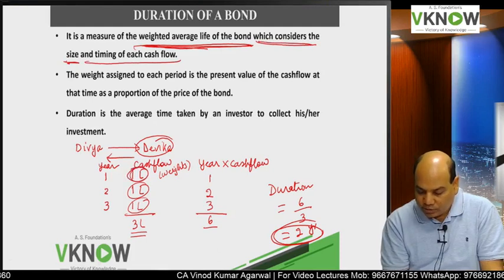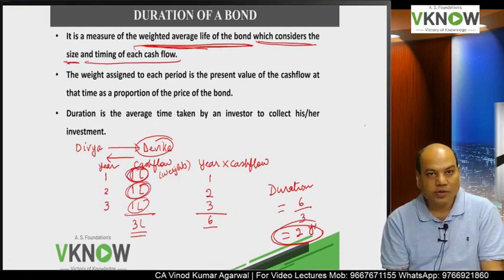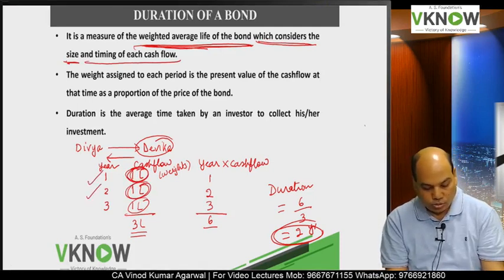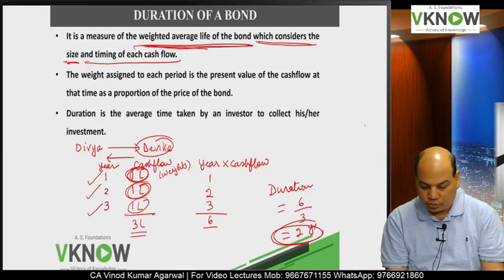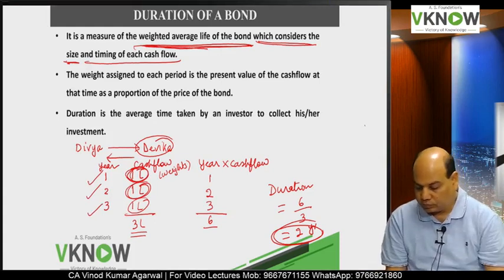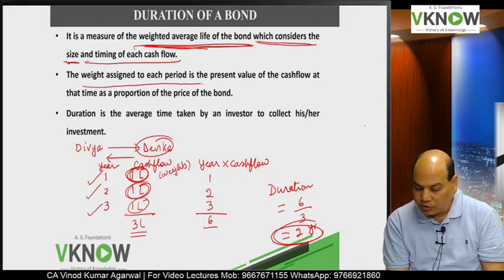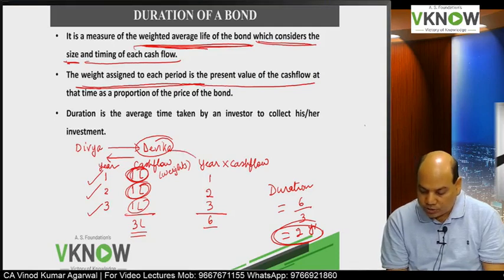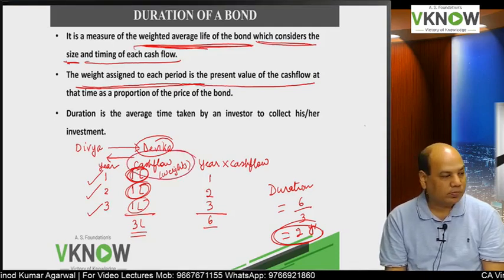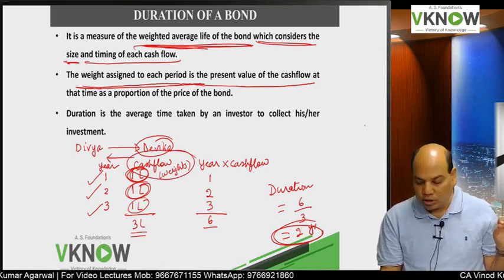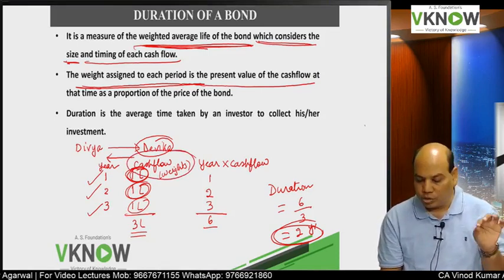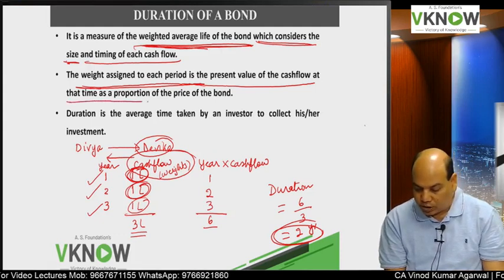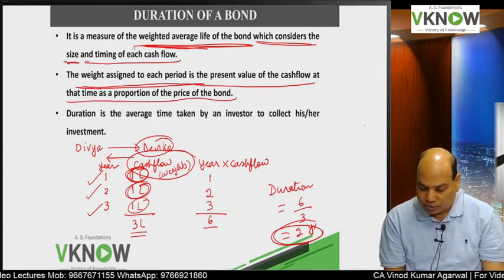In our example, the size of the cash flow I have kept 1 lakh and the timing of the cash flow is 1 year, 2 year, 3 year, 4 year, like this. The weight assigned to each period is the present value of the cash flow. Only for simplicity I have not taken present value, but while solving the question I will do that. So I will take the present value of the cash flow, which is used as a weight at that time as a proportion of the price of the bond.